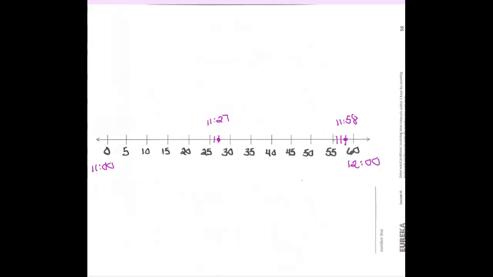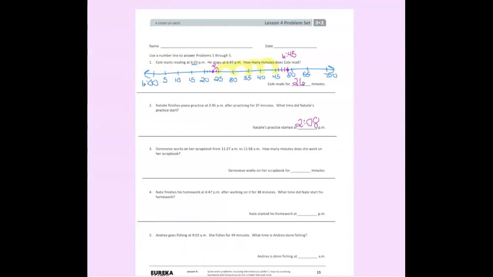So we're going from 11:27, 28, 29, 30. So that's 3 minutes to get to the 30. So 3 minutes, and then we can count by fives. 3 minutes plus 5 is 8 minutes. Plus 5 is 13, plus 5 more is 18, plus 5 more is 23, plus 5 more is 28, 29, 30, 31. So she worked for 31 minutes.